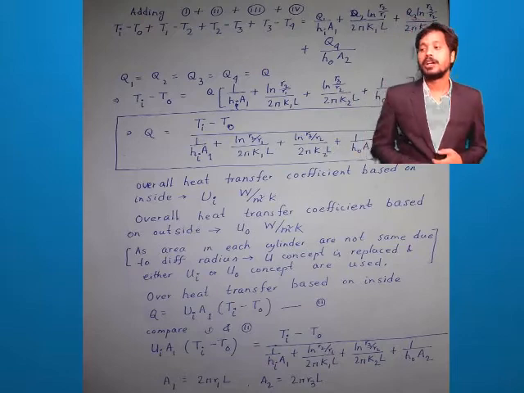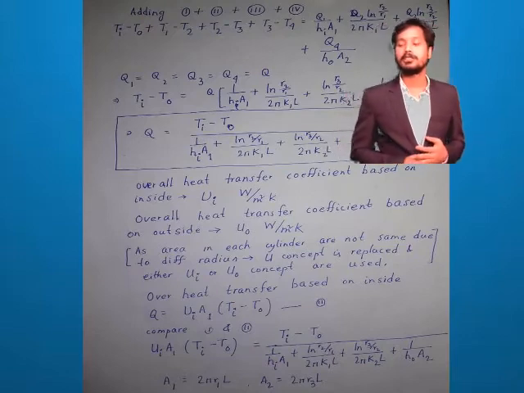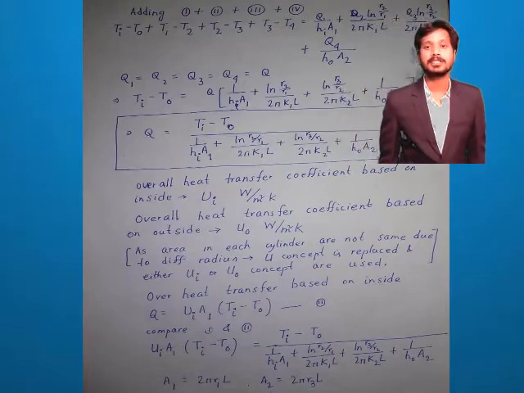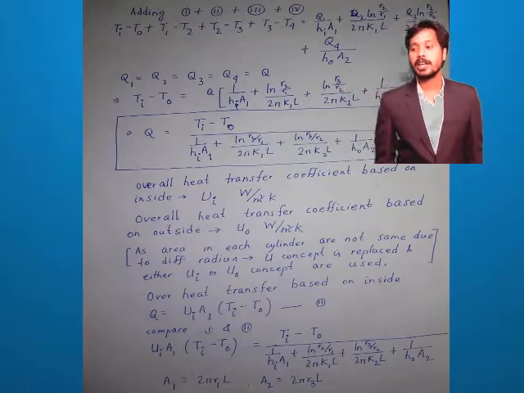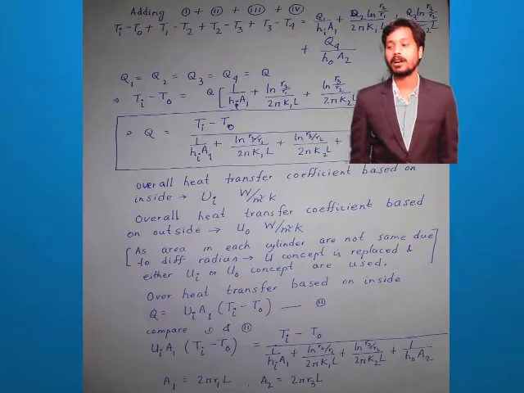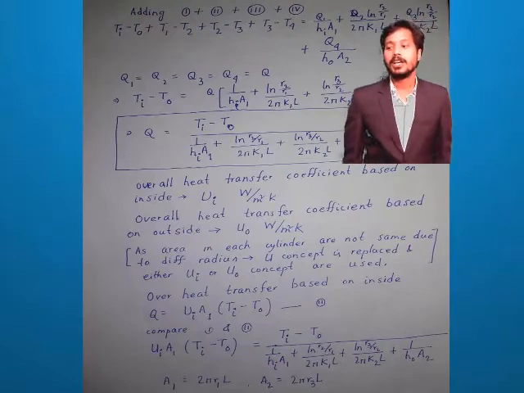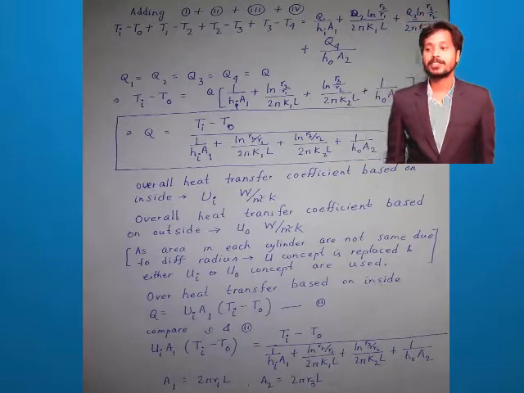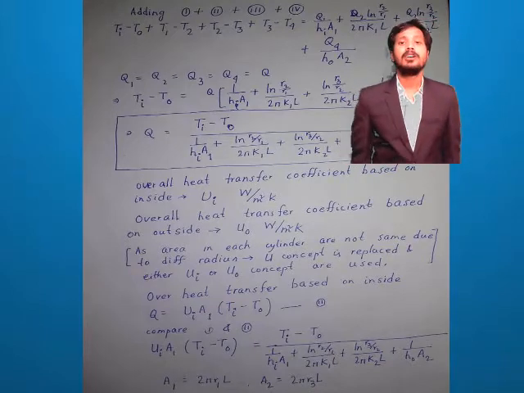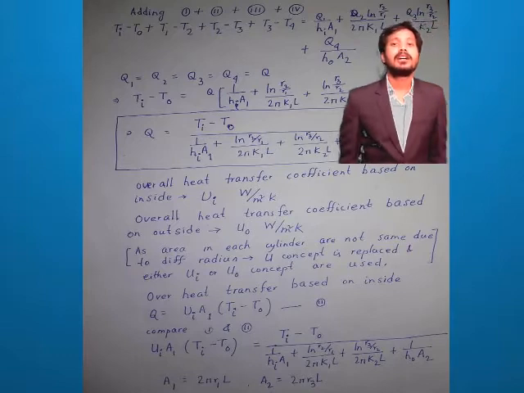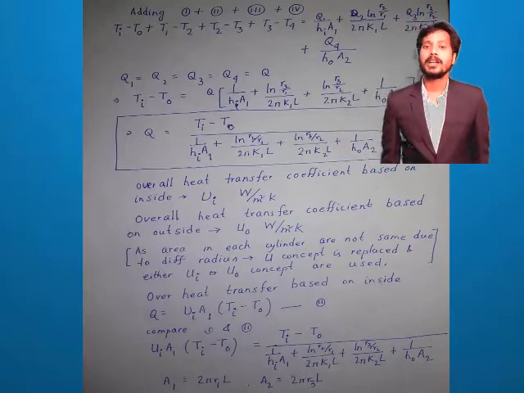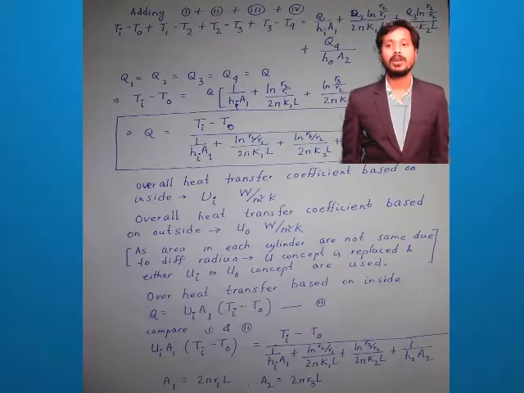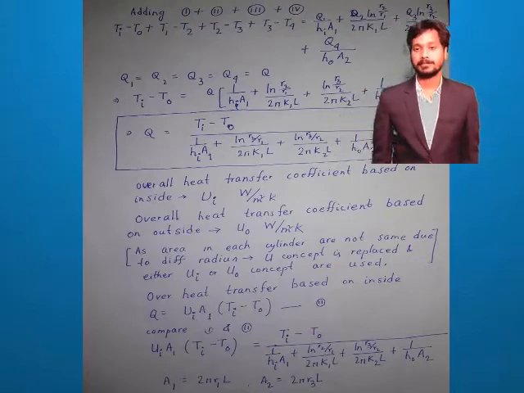Now if you relate these two equations, then we can write Ui into A1 into Ti minus T naught equals Ti minus T naught by 1 by Hi A1 plus ln of R2 by R1 by 2 pi K1L plus ln of R3 by R2 by 2 pi K2L plus 1 by H naught A2. We know the inside area is 2 pi r1L, and for outside the area is 2 pi r3L.